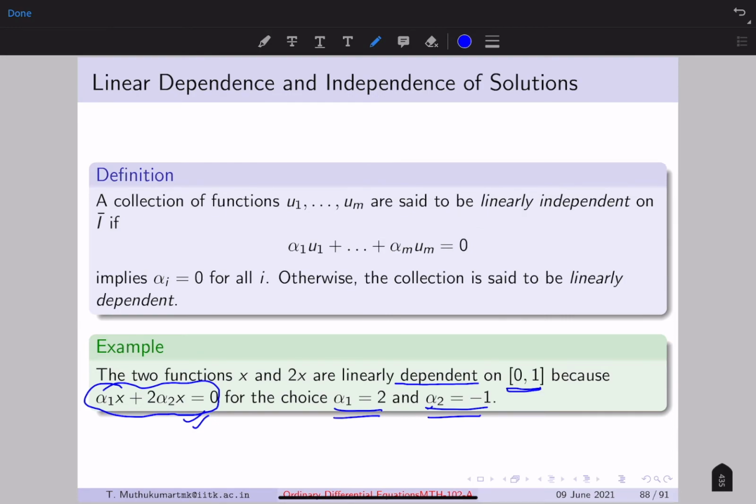And that's natural to see. You have the function x, and the way you are getting 2x is just by multiplying by 2, a scalar. So it's natural that we expect this to be linearly dependent on x, because the space of continuous functions is a vector space over the real numbers, so 2 is a possible scalar multiple. So they are linearly dependent.